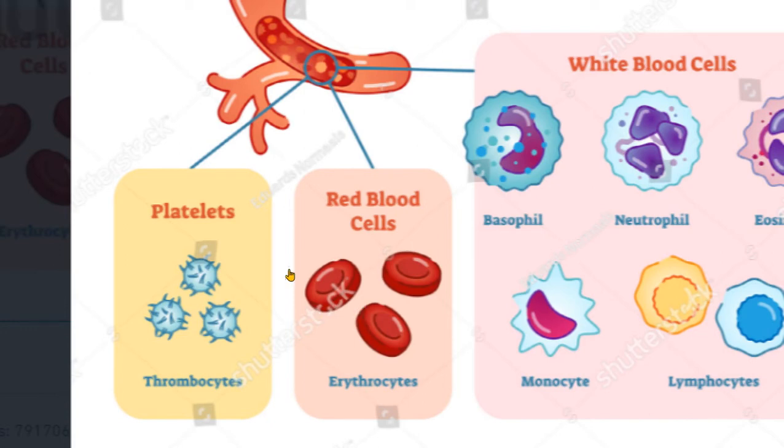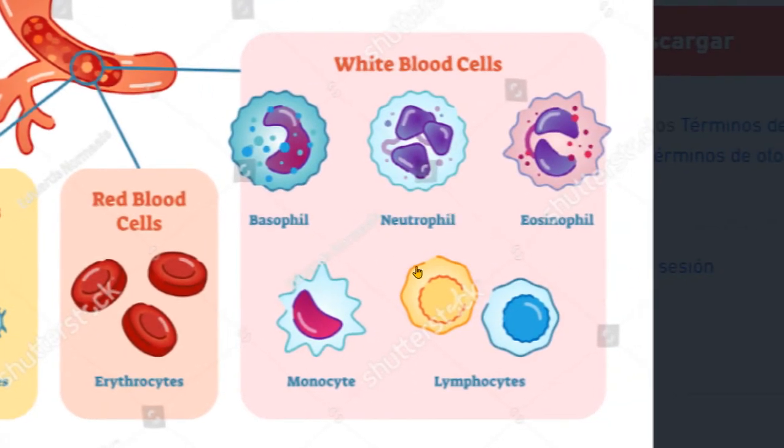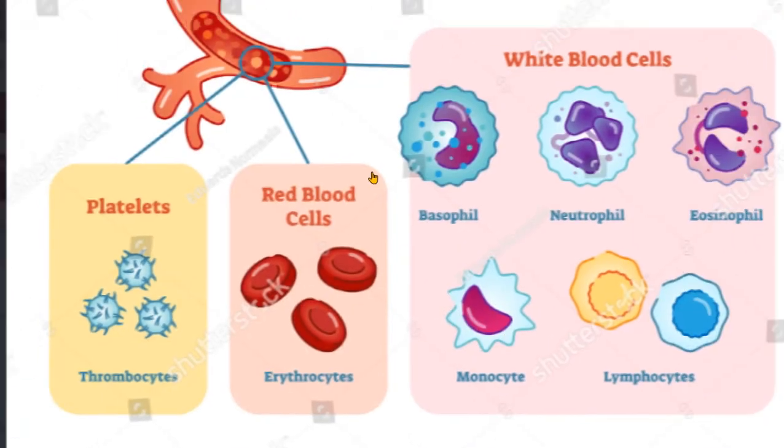Remember, they carry this in and then they take outside the carbon dioxide. Now we have white blood cells. The classification is basophil, neutrophil, eosinophil, monocyte, and lymphocytes. Neutrophils and lymphocytes are very important to avoid bacterial or viral contagion in our body. Yes, they are in charge of destroying viruses or bacteria when they can find them, of course, because they are not perfect, they can fail.